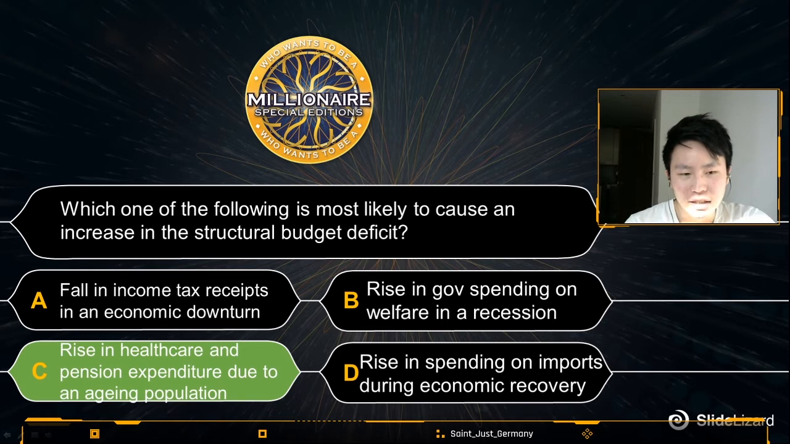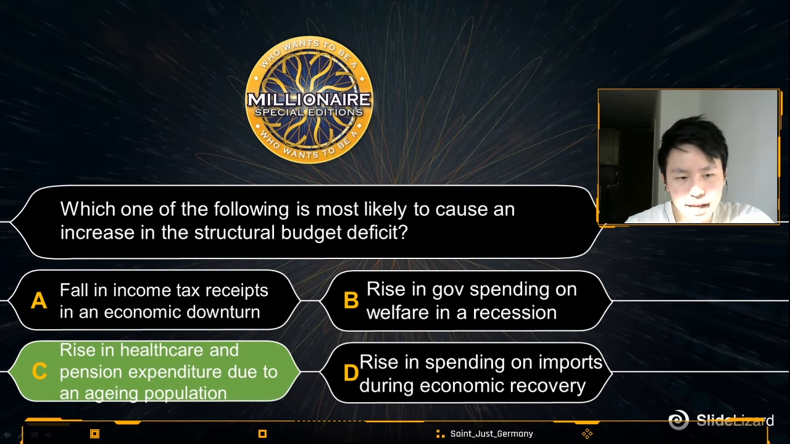We can see in this case, if people are getting older and there's a big number of boomers getting older who need healthcare and pensions, we would need to spend more in the future, and most likely it would cause a structural budget deficit, because it's not just this year or next year that we need to spend more and have a budget deficit. It's going to be the next 10, 20 or 30 years. So that would be a structural budget deficit. That's why it's C. But let's have a look at the other options again as well.